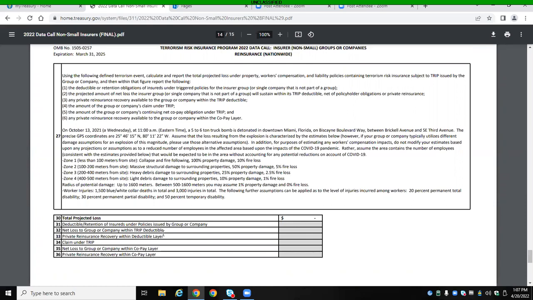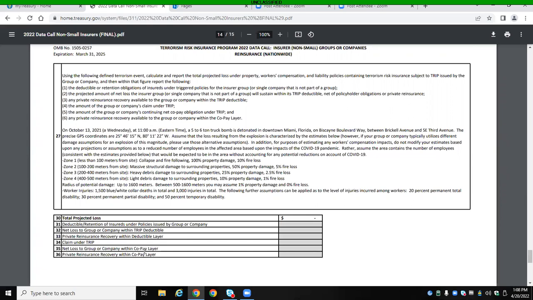As you know, you have a TRIP deductible, which is 20% of your prior year premium in the TRIP eligible lines. That needs to be paid before you can actually make a claim under TRIP. We assume and know that sometimes you get reinsurance for that. So we're asking you to give us your net loss of the amount within that deductible versus what you might have gotten in terms of private reinsurance.